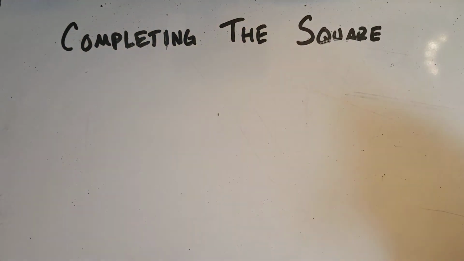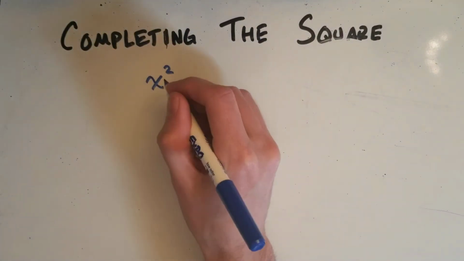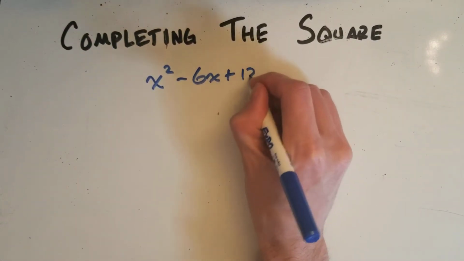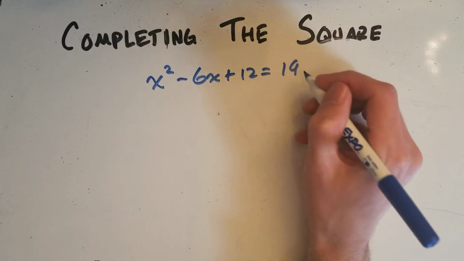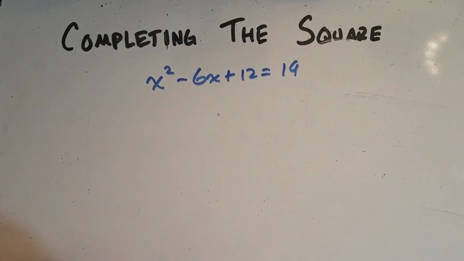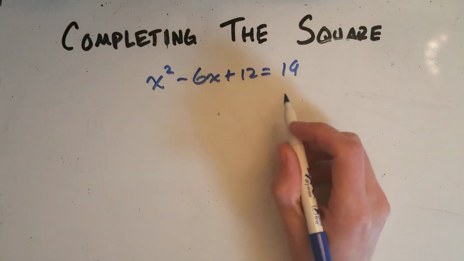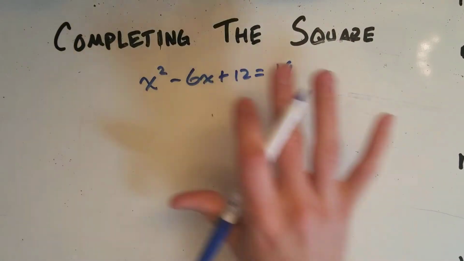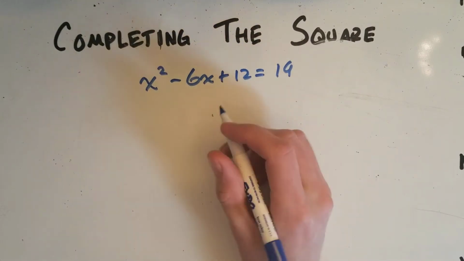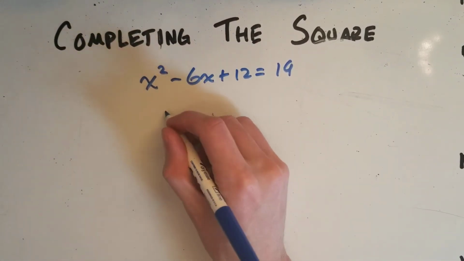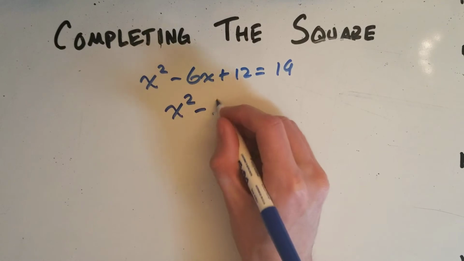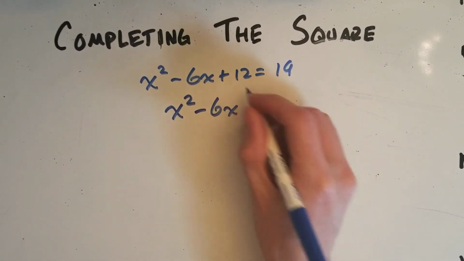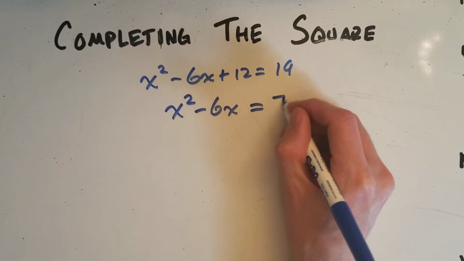So let's start off with the equation x squared minus 6x plus 12 is equal to 19. And we want to use this with completing the square. Now you could try to move everything over and use the zero product property and factor, but we're going to use completing the square so we can get familiar with this method. So we want to try to isolate your x squared and x terms. In this case, that means we're going to have to subtract 12 from both sides. So subtract 12 from both sides, and you end up with a 7 over here.